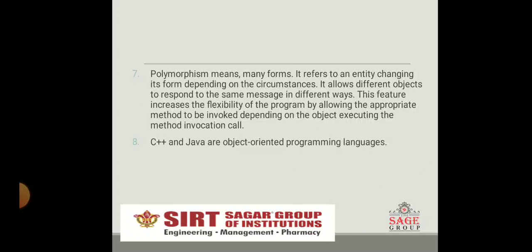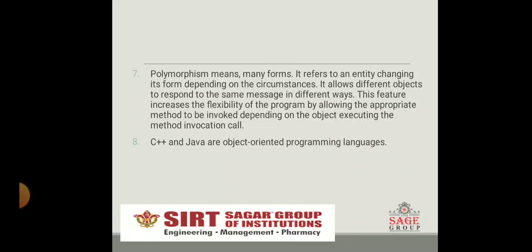So this inheritance provides reusability. Lots of functions that are in the parent class are used in the child class, so we don't have to write the same function again and again.